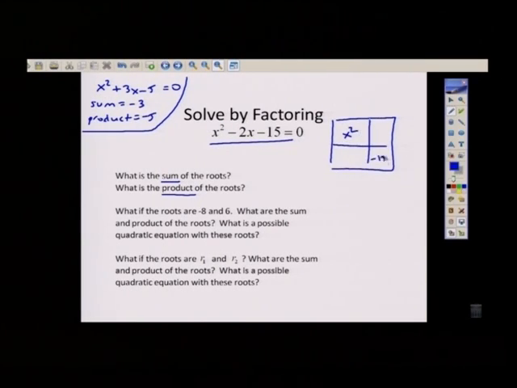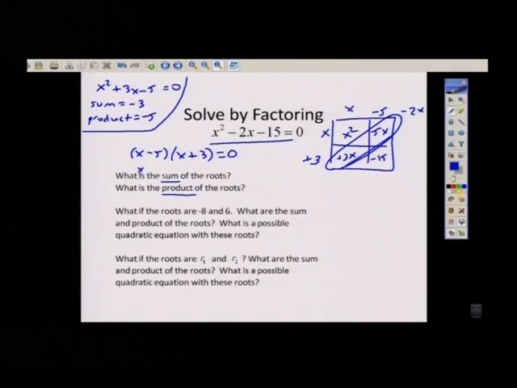x squared is 15, and we want this to be negative 2x when we're done. So I have an x and an x. 15, to get that I need to use the 5 and the 3. So 5x and 3x. I need a negative with the 5, so that this will add up to my negative 2x. So this factored into x minus 5 times x plus 3 equals 0.